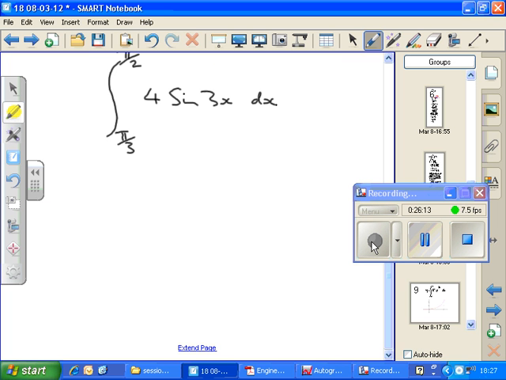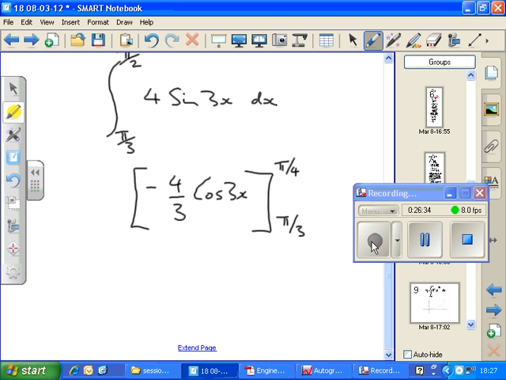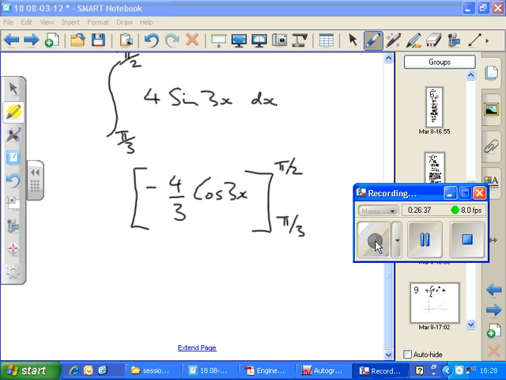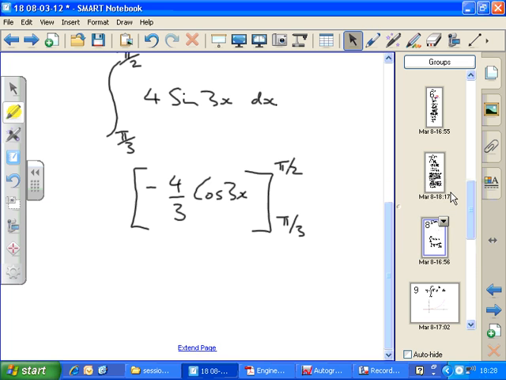Hopefully you got sine becomes minus cosine, and the 3 comes out and goes underneath. So you get minus 4 over 3 cosine 3x between the limits pi by 3 and pi by 2. There is a problem here when we come to put the limits in. Let's have a look at the function.